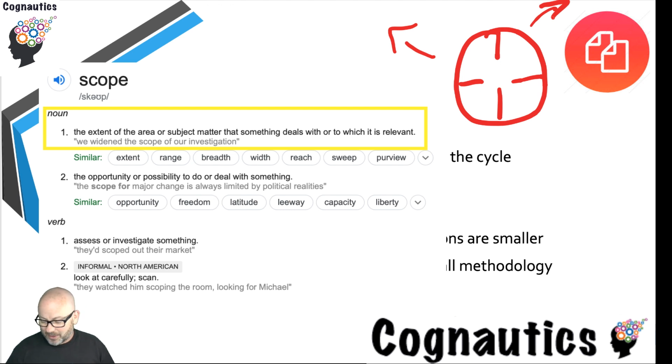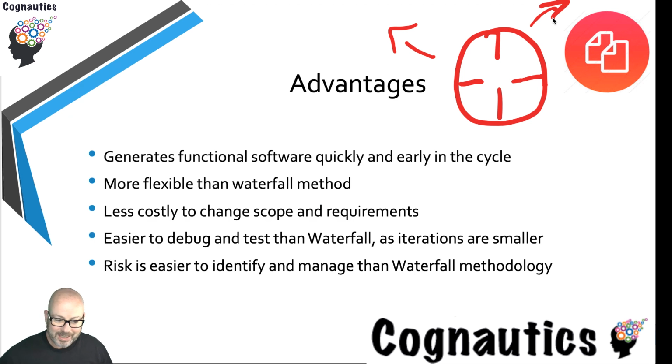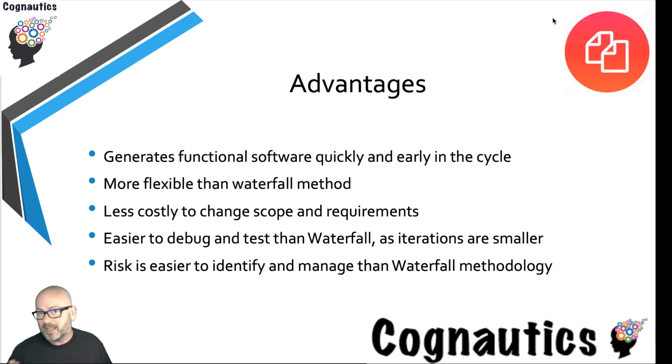And that's a key thing to remember on scoping: as long as the scope doesn't change, this is a good choice of project. But equally, if the scope does change, it's a better choice of project management system than, for example, the waterfall. But still, there are better systems if the scope is likely to change over the course of the project.